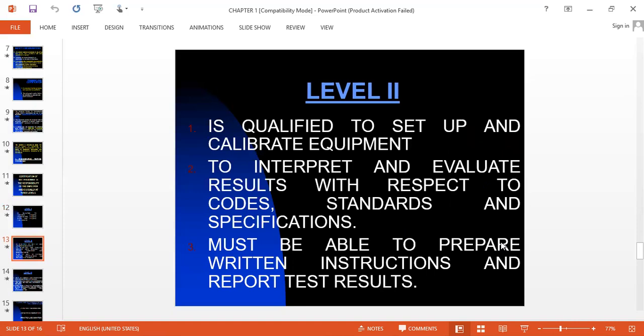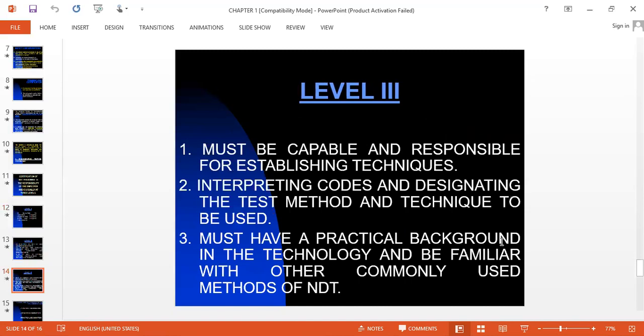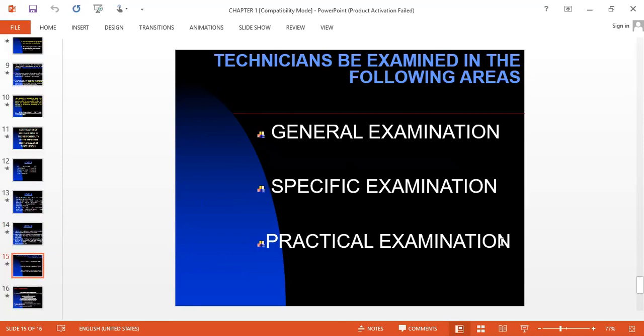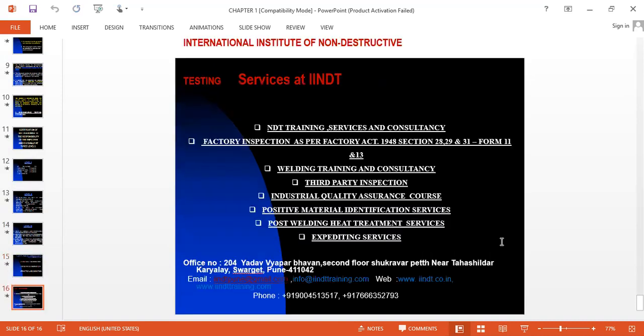But level 2 is qualified to set up and calibrate equipment, to interpret and evaluate results with respect to codes, standards and specifications. Must be able to prepare written instruction and report test results. And level 3 must be capable and responsible for establishing techniques, interpreting codes and standards, and the test method and technique to be used. Must have a practical background in the technology and be familiar with other commonly used methods of NDT. In general, for level 1 and level 2, there is a general examination, specific examination, and practical examination.